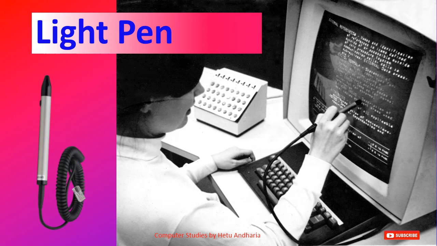A light pen is a computer input device in the form of a light sensitive wand used in conjunction with a computer's cathode ray tube display. That is, in olden days when this type of CRT monitor, that is cathode ray tube monitors, were used, that time this type of light pen was used. It allows the user to point to a displayed object or draw on the screen in a similar way to a touch screen, but with a greater positional accuracy.